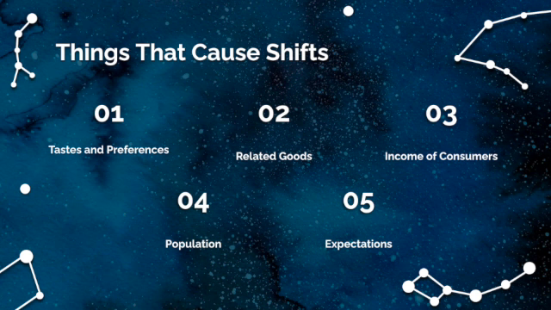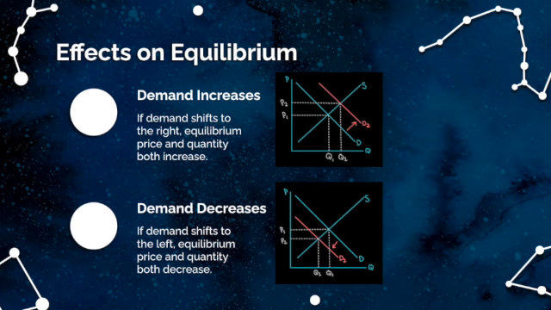Related goods can also cause shifts. So, for example, if a certain good has a price that rises exponentially, then its complement will also have lower demand because of the higher price. Income of consumers also matters because usually higher income means higher demand. Higher population also equals higher demand, and expectations of future prices can also affect demand. If demand increases, then the equilibrium price and quantity both increase, and if the demand decreases, then equilibrium price and quantity both decrease.